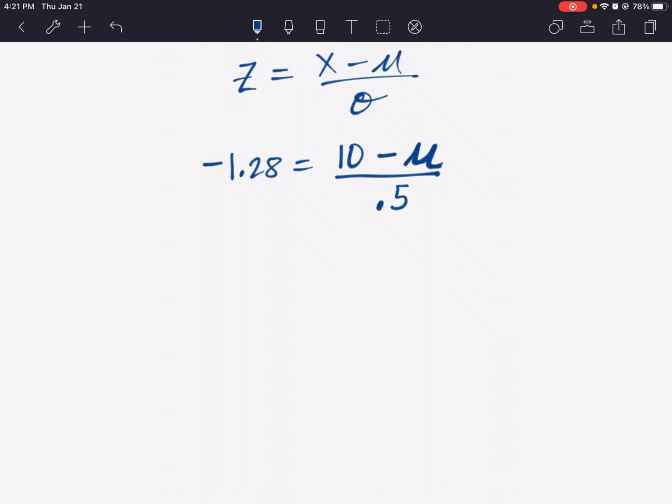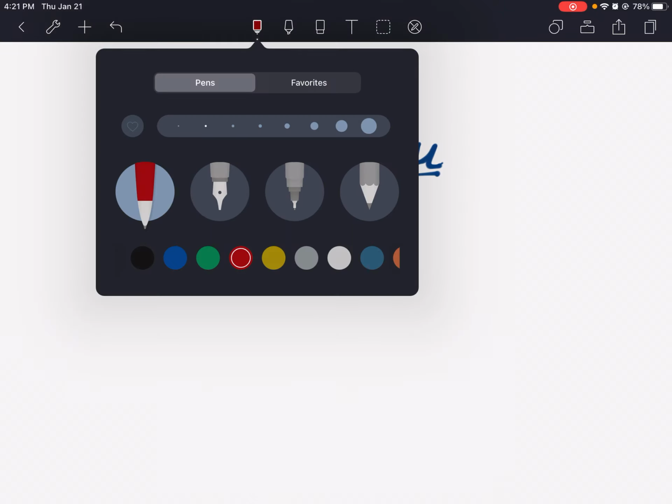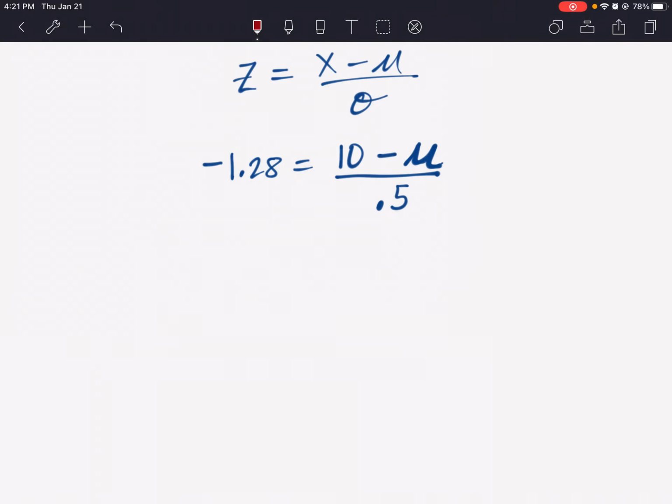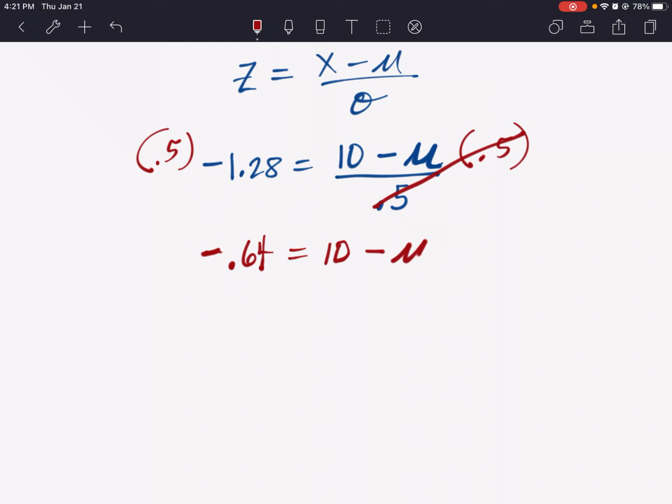Okay, so what do we do next? We are going to multiply to get rid of this 0.5 on the bottom. So multiply both sides times 0.5. So that goes bye-bye. And so when I do my negative 1.28 times 0.5, that's basically saying half of it is negative 0.64. Okay, and then that equals 10 minus the mean.